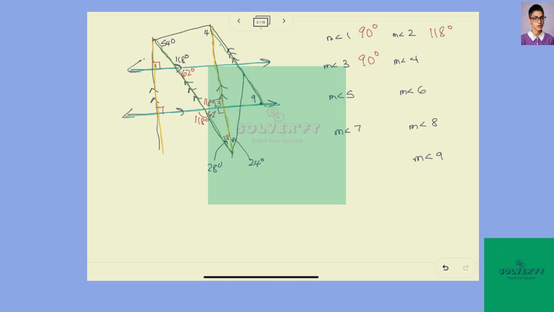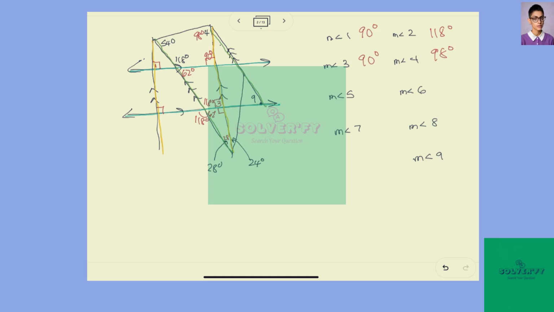Okay, I need angle 4 up top. So I'm going to use the fact that these angles are corresponding. So that's 90. I have a quadrilateral up there that has to have 360. So 360 minus 118 minus 54 minus 90 is going to leave me with angle 4 is 98 degrees.